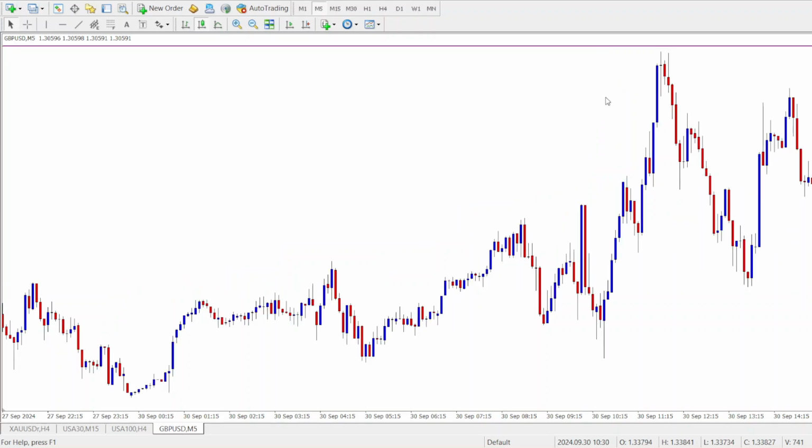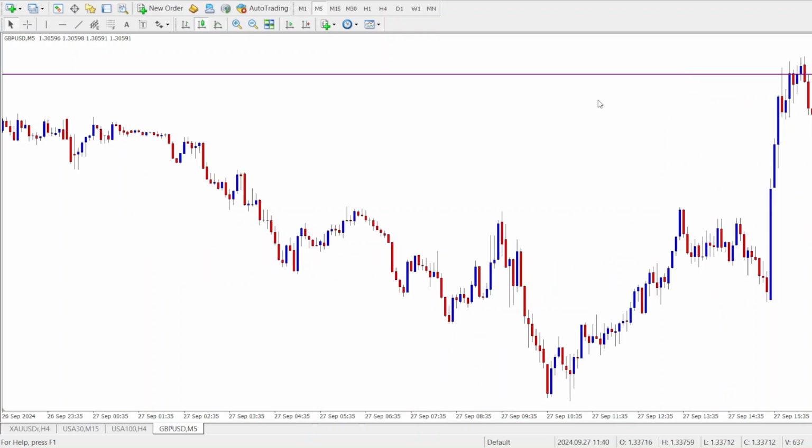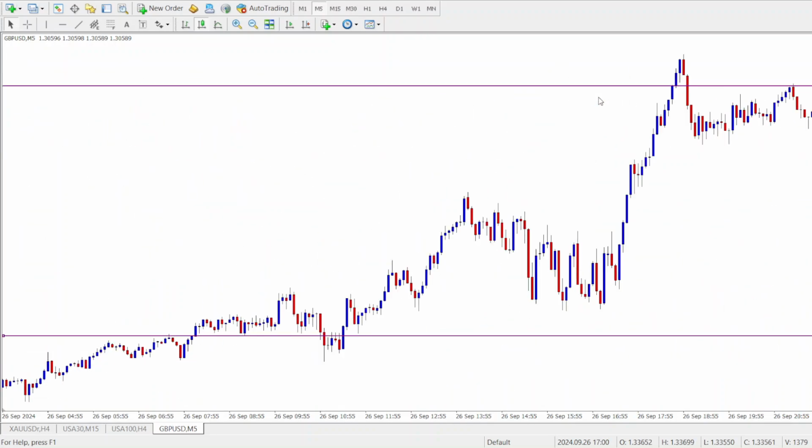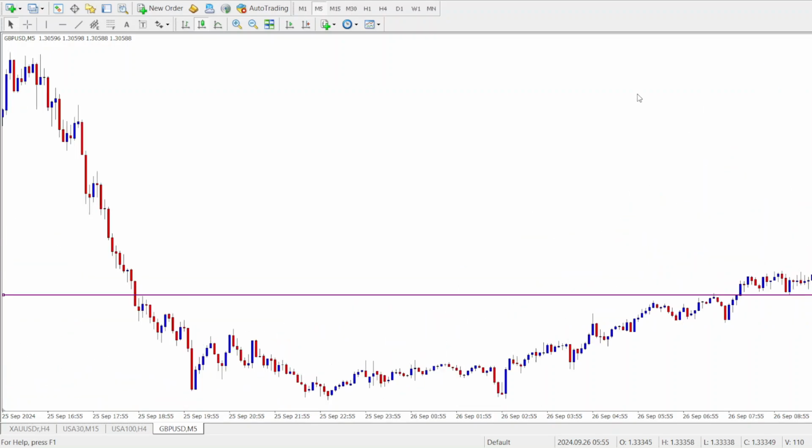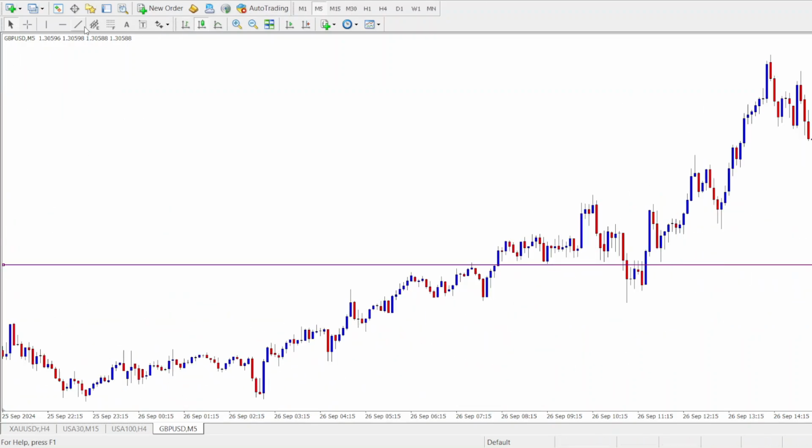Okay, now another key point to note is that trend lines are also very useful, right? Trend lines indicate dynamic support and resistance levels. Now we can see that this was a support, although it was a diagonal support, a dynamic support. So as price was climbing up, it was getting rejected, right?